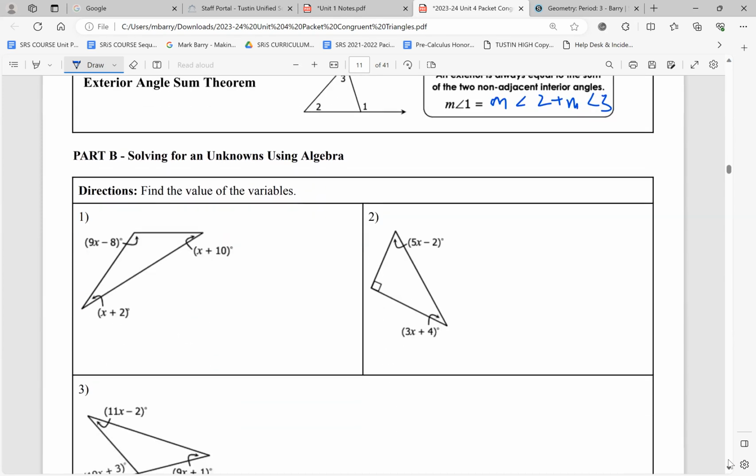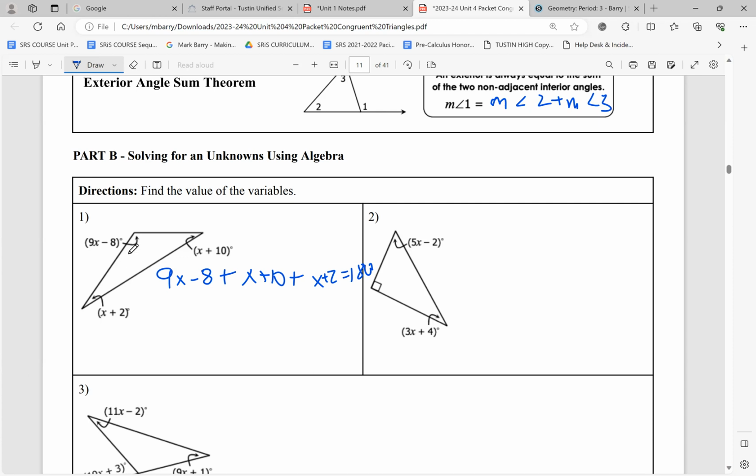Okay, so we see here on number 1, they want us to find the value of the variable. They give us all 3 angles in terms of x. So what we should do is add them all up and equal them to 180. We're going to say 9x minus 8 plus x plus 10 plus x plus 2 equals 180. So just add them all up if you know the 3 inside angles and equal them to 180, okay?